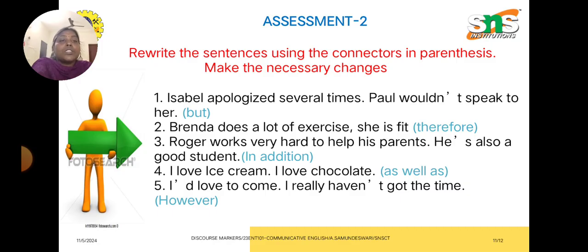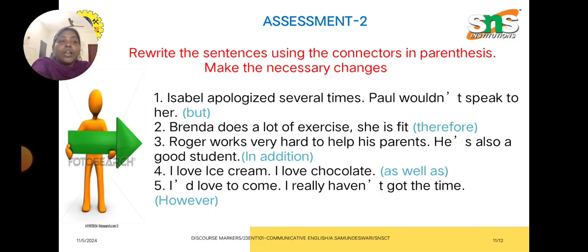And Roger works very hard to help his parents. He is also a good student. So here we are talking about something related to addition. So in addition to being a hardworking person, he is a good student also. I love ice cream as well as chocolates.